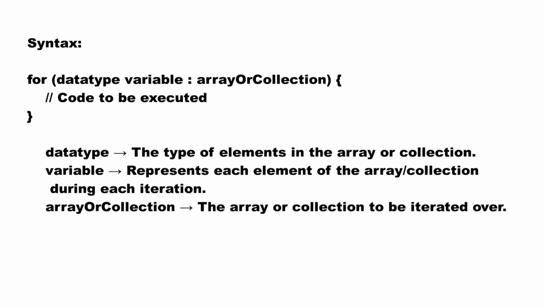Under the syntax of the enhanced for loop, we have the data type, the variable, and the array or collection. The data type represents the elements in the array or collection. The variable represents each element of the array or collection during each iteration. The array or collection is what is to be iterated over.